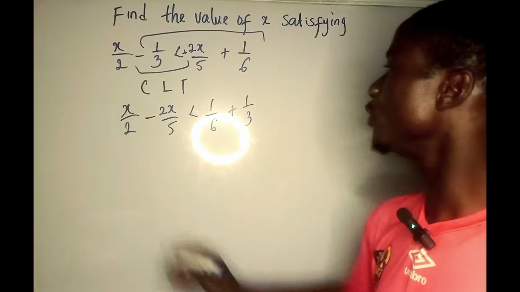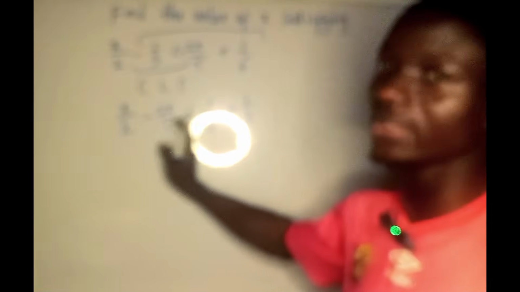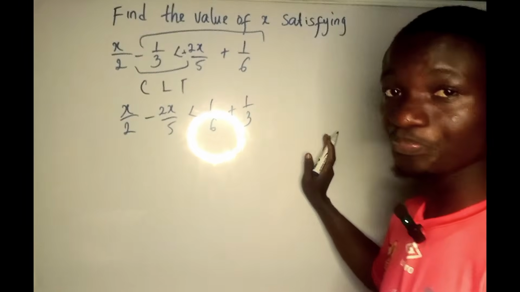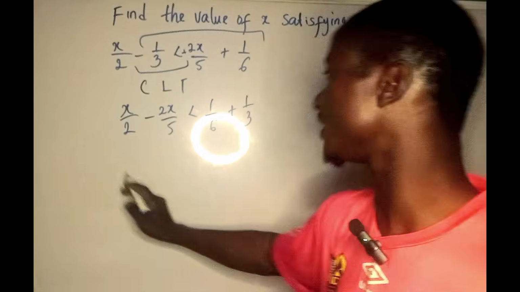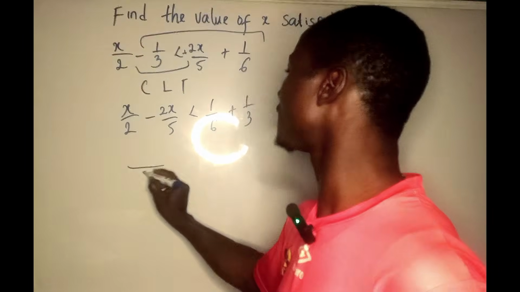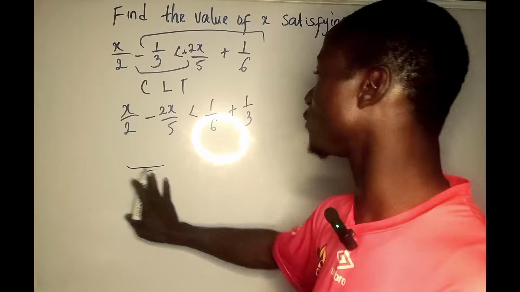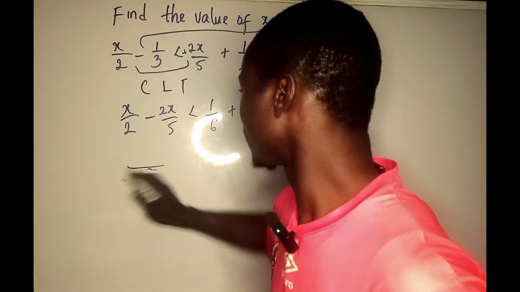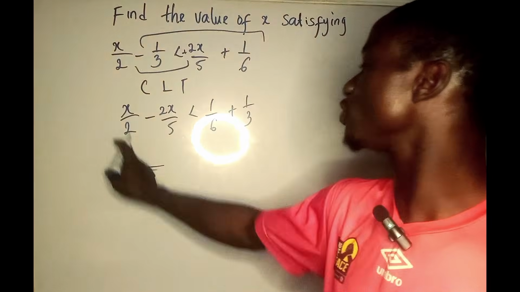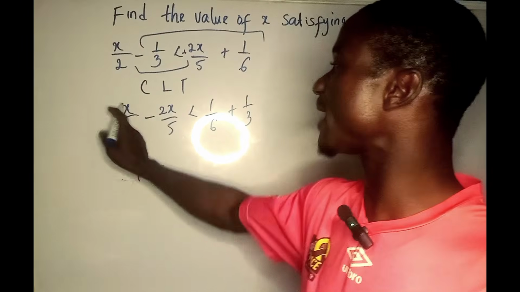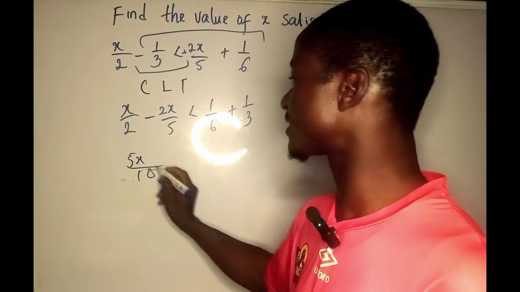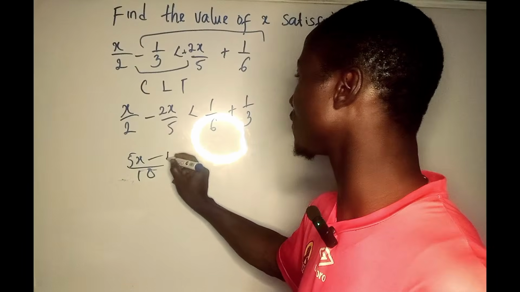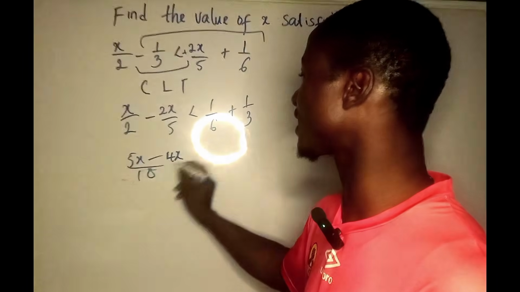Now what do we do? We look for the LCM before the inequality sign of less than and after the less than sign. Before the less than sign, we have the LCM of 2 and 5 to be 10. Now 2 in 10 gives us 5. 5 multiplied by x gives us 5x. So minus 5 in 10 is 2. 2 times 2x gives us 4x.